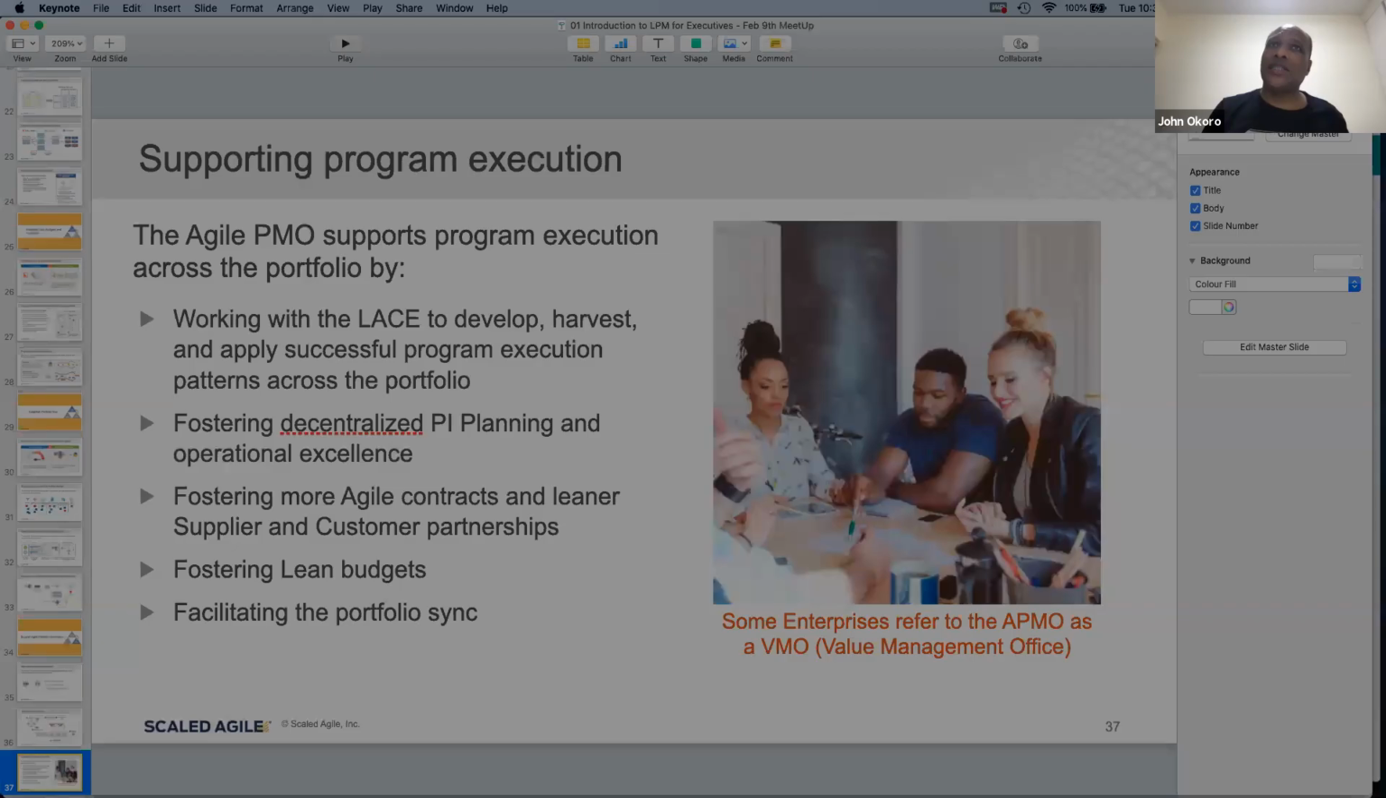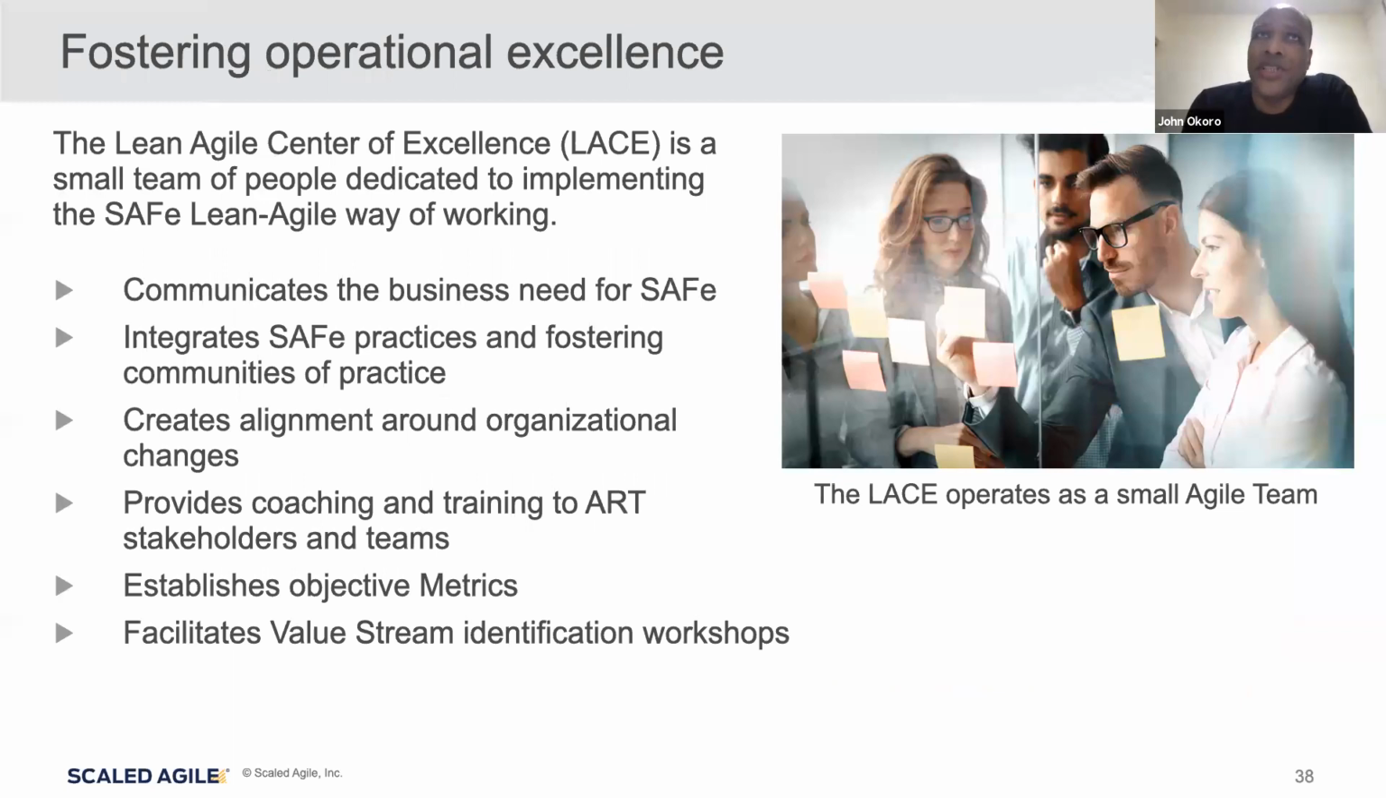All right. So here's fostering organizational operational excellence as well. The Lean Agile Center of Excellence, small team of people dedicated to implementing SAFe, right? So communicate to the business the need for SAFe, integrate SAFe practices and foster communities of practice, which are really important in organizations to improve your overall use of Agile and scaled Agile. Creating alignment and providing coaching to the ARTs. This means that you would have to have Agile coaches in the ARTs or SPCs in the ARTs from a scaled Agile perspective, right? So you need somebody who understands SAFe.